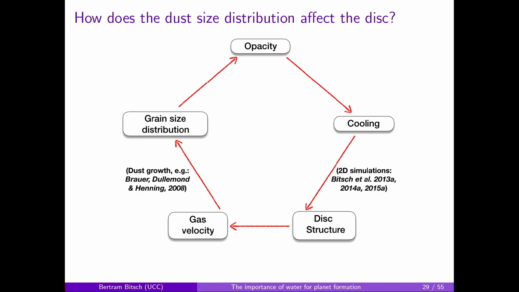So what we then decided to do as well, we have to actually complete the whole loop. So we decided to do some simulations where we start with an initial grain size distribution, calculate the opacity, that gives us the disk structure, that gives us the velocity, that gives us the new grain size distribution, and we iterate until we reach an equilibrium for this. This is what we did in the past.